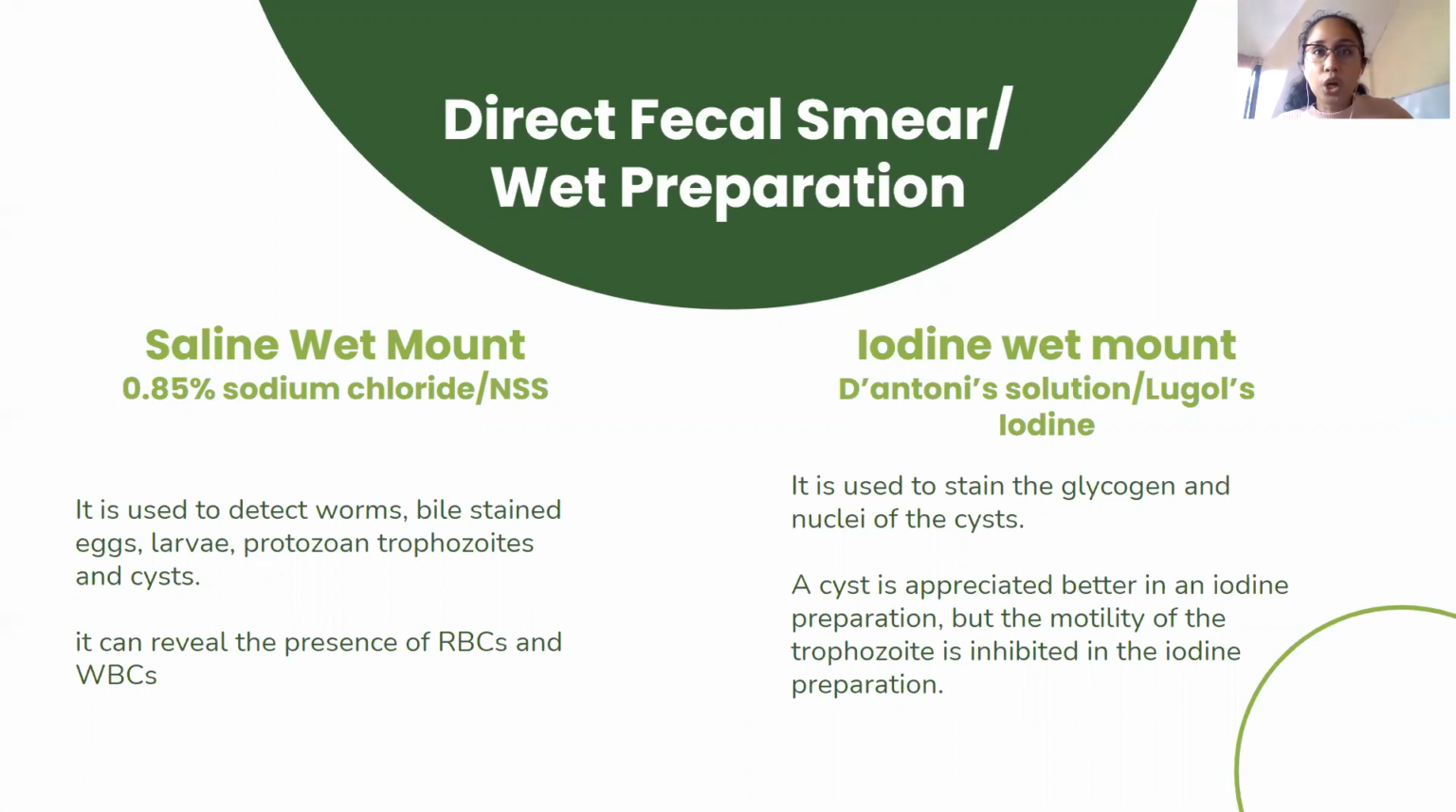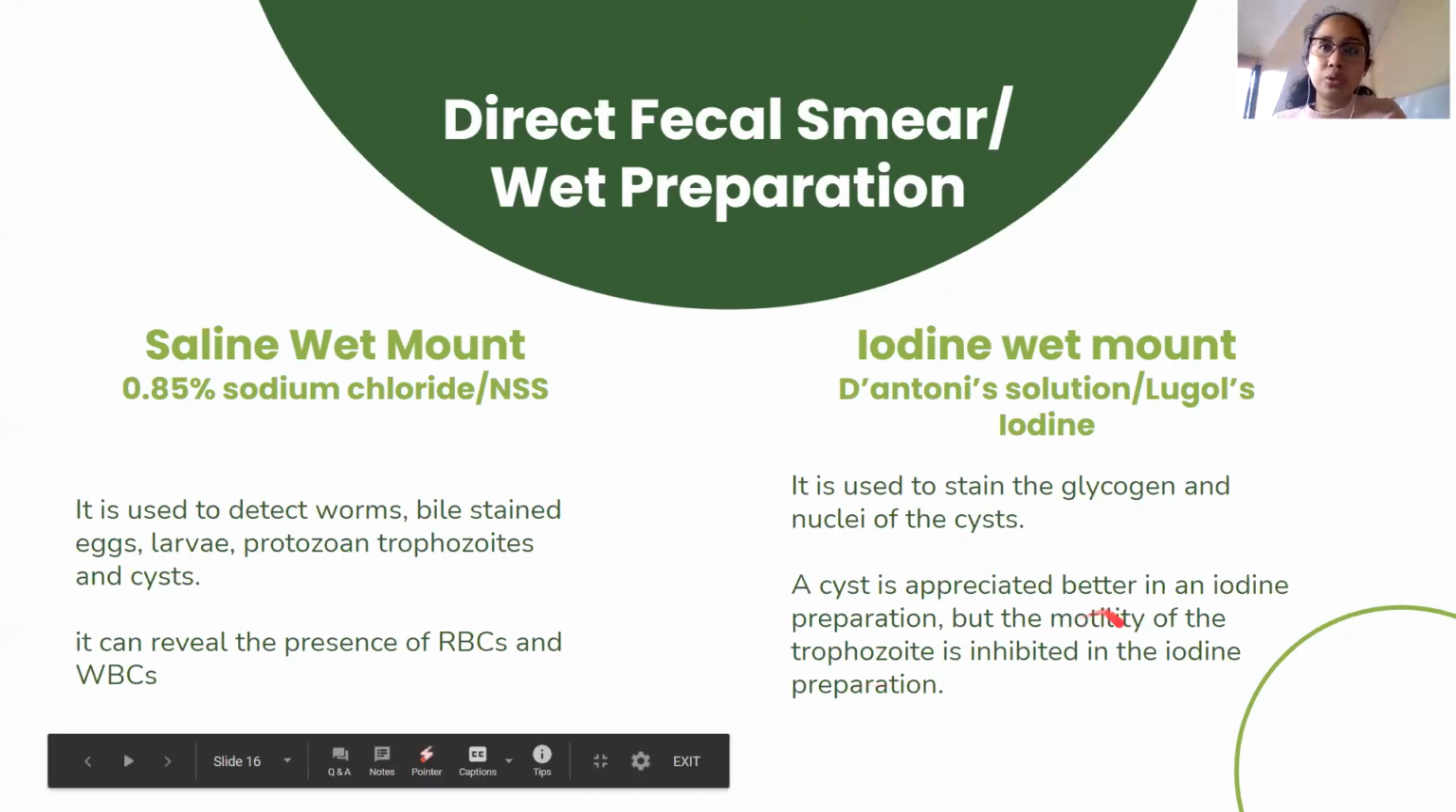In the iodine wet mount, or Dobell and O'Connor's solution or Lugol's solution, because the reagent that we place is iodine, it could stain the glycogen and the nuclei of the cysts. Cysts are the asexual form of the protozoa. Some cells have nuclei, you can count the number of nuclei, and stain the glycogen, which is the stored glucose. But the contraindication in the iodine wet mount, class, is that it will inhibit the trophozoite from swimming or moving.